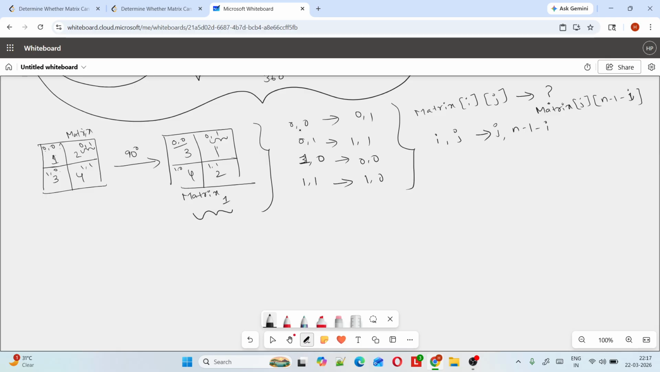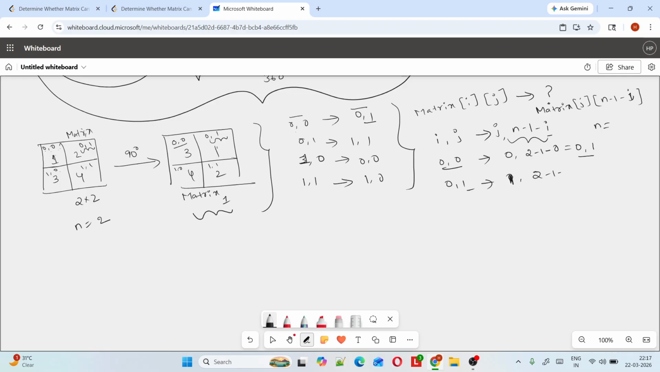Using this, you have to achieve this, because element 1 at 0, 0 is at position 0, 1. Here i is 0 and j is 0. n is equal to 2 here, a 2 cross 2 matrix, which means 2 rows. So n equals 2. So 2 minus 1 minus i is 1, right? So 0 comma 1. See, from 0, 0 we have achieved 0, 1 using this. Similarly for 0, 1, sorry, this is j, that is 1.